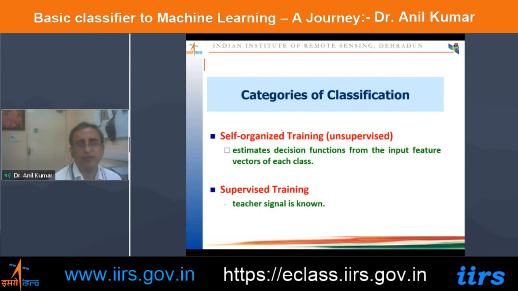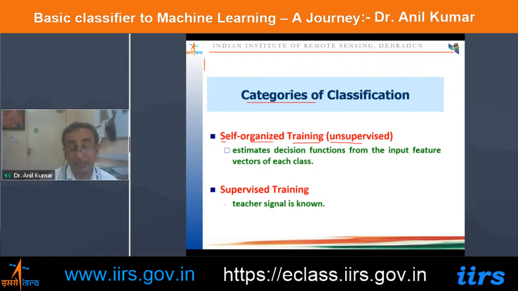Then the categories of classification, if we see, first is unsupervised, also called self-organized training. Self-organized means that the algorithm itself organizes to train. Train means to calculate the parameters of the algorithm required to start the algorithm, right? So it assumes initially, and with the help of iterations, it adjusts the assumed values, which are the initial parameters to start the algorithm to classify or to predict or to detect.